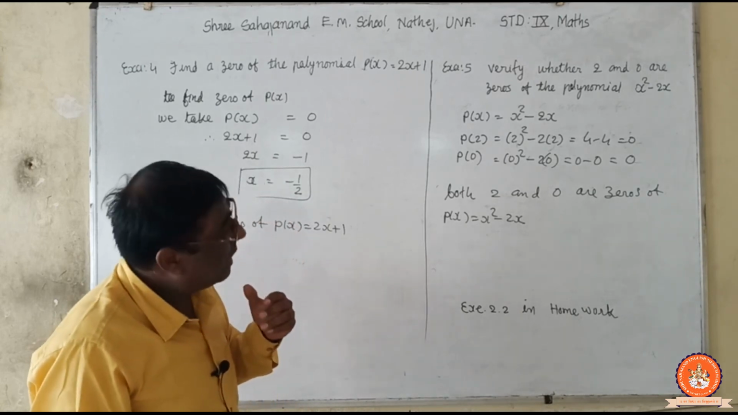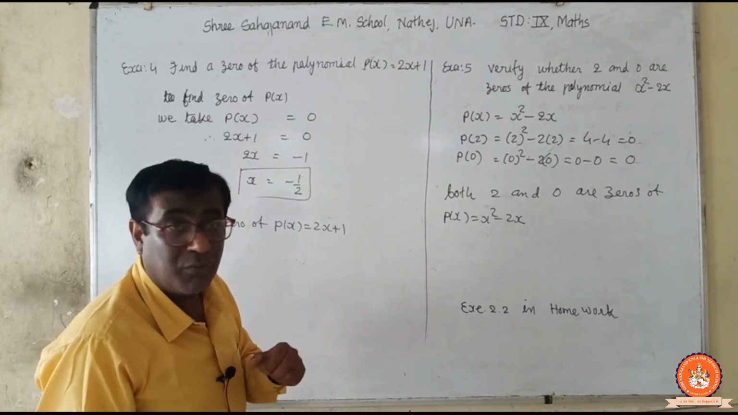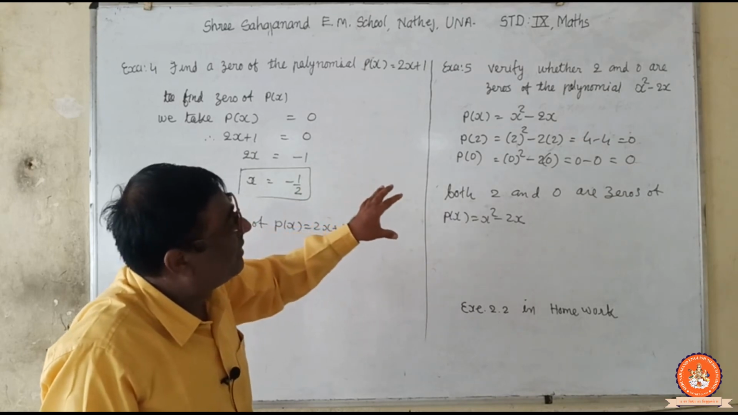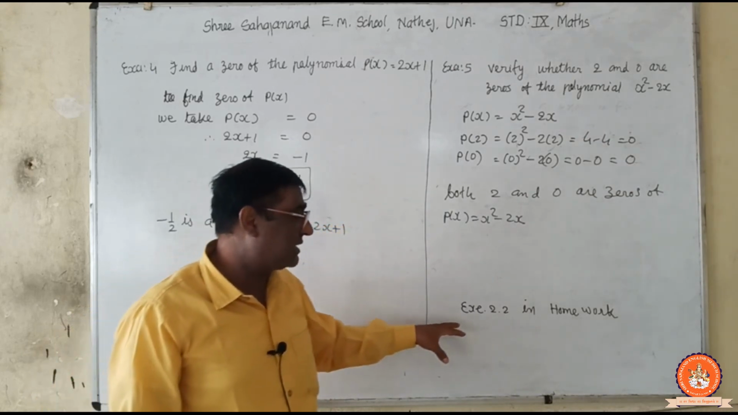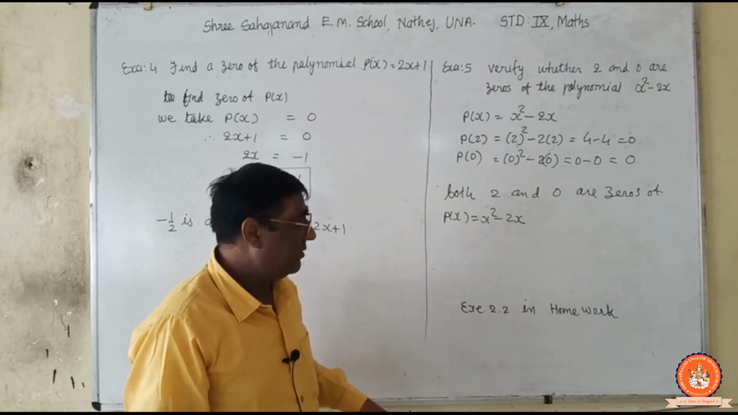So now I think you have got the concept of 0 of the polynomial and tried to find out the zeros, verified the given numbers are 0 of the polynomial or not. So it's a complete exercise 2.2 I am giving you to complete as homework. Okay, very good.